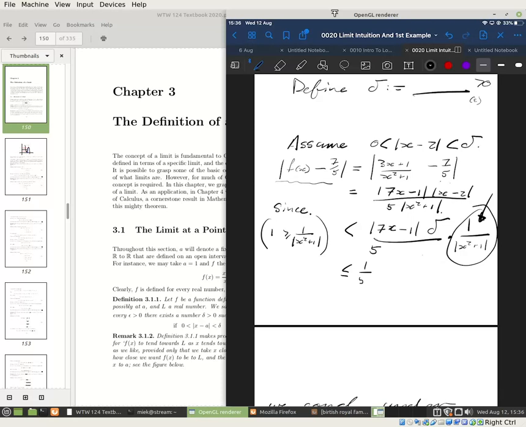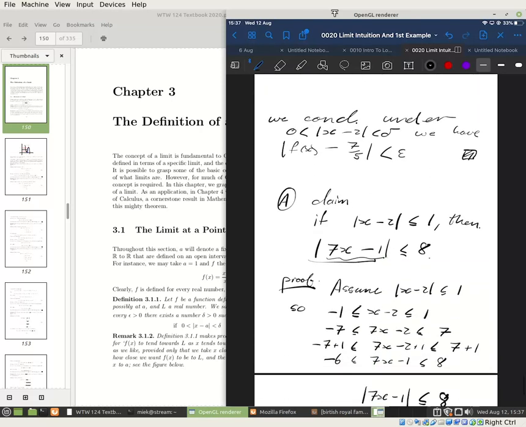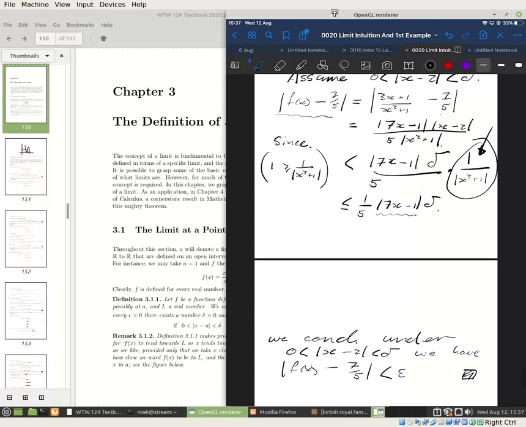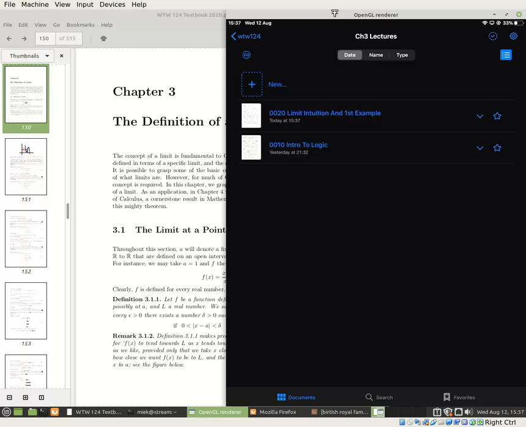Let's write it this way: 1 over 5, times the absolute value of 7x minus 1, times delta. Okay, and we're getting closer. We want to get rid of that thing. Let us think about how we can get rid of that expression, 7x minus 1. Let me insert another page here.